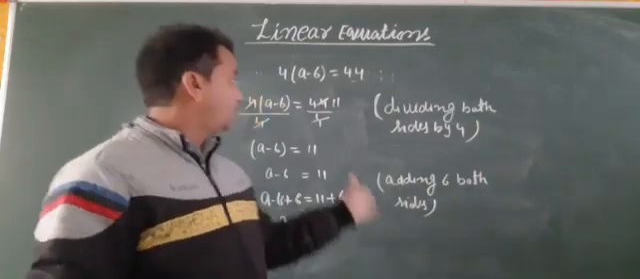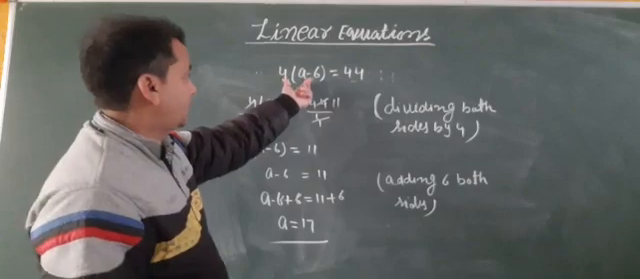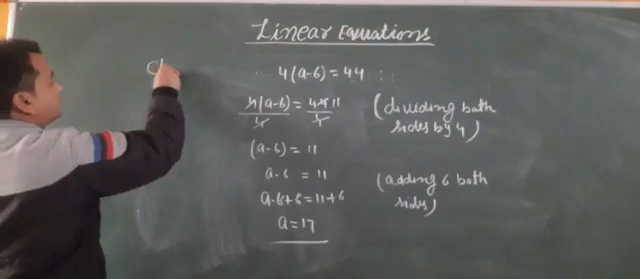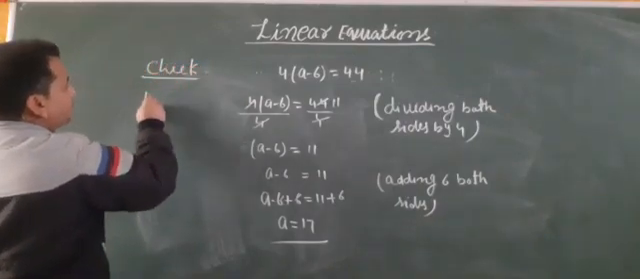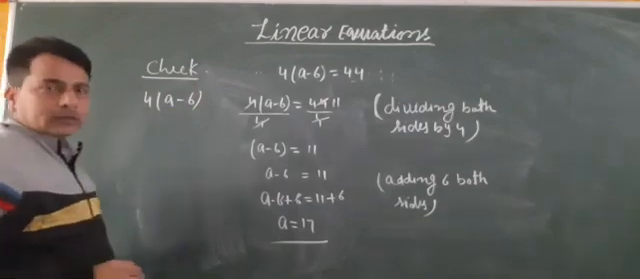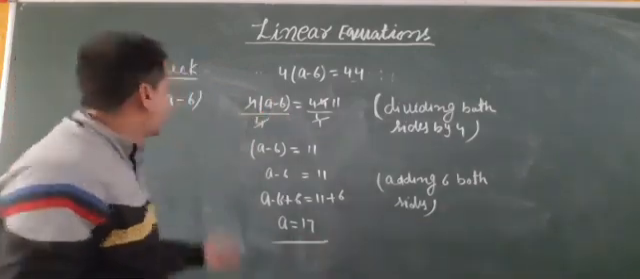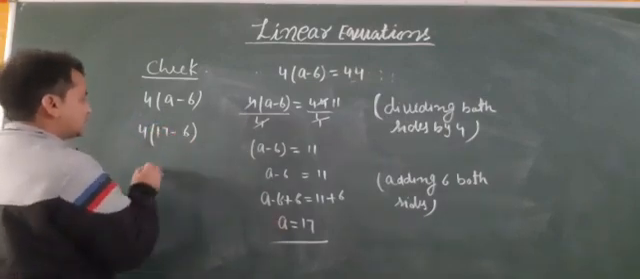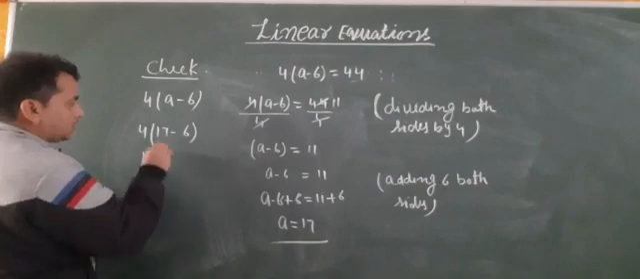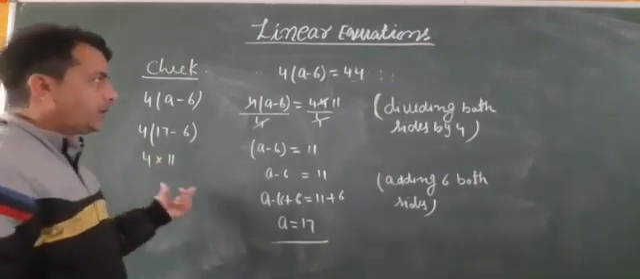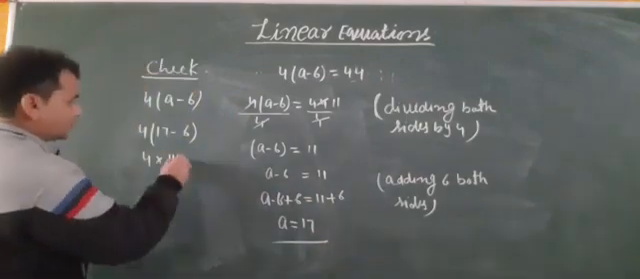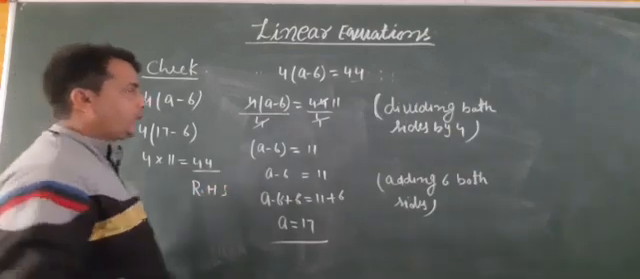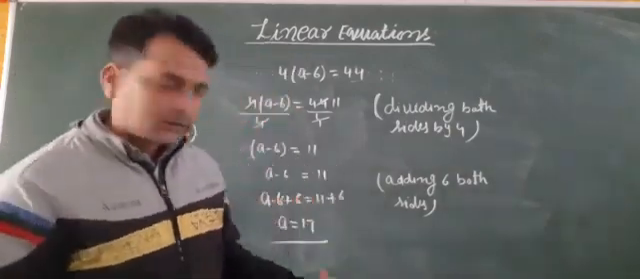Now check your answer for the above expression. The left hand side is 4 bracket a minus 6. Put the value of a equal to 17. Here 4 into 17 minus 6. Then 17 minus 6 is 11, then 4 multiplied by 11 is 44. This value is the right hand side. So verify your answer, and your answer is right here.